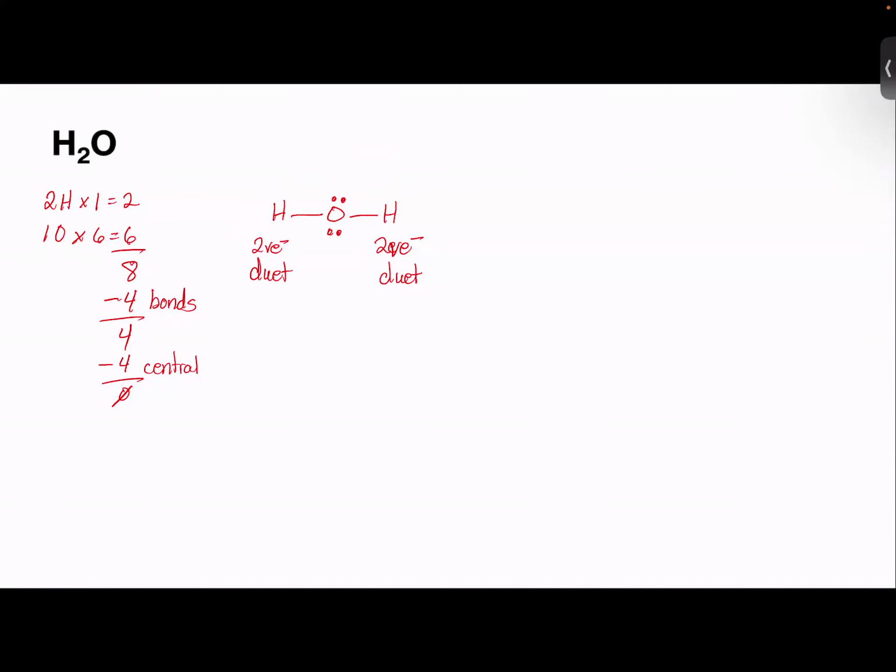Now that we have distributed all of our electrons and we have hit 0, we're going to check, does everybody have an octet? Your hydrogens have a duet because they have 2 valence electrons. Your oxygen has 8 valence electrons, so it does have an octet. It has 4 electrons that are in the lone pairs, and it has 4 electrons in the 2 bonds. So it has an octet. So again, the Lewis structure for water has oxygen singly bonded to 2 hydrogens, and on that oxygen are 2 lone pairs.